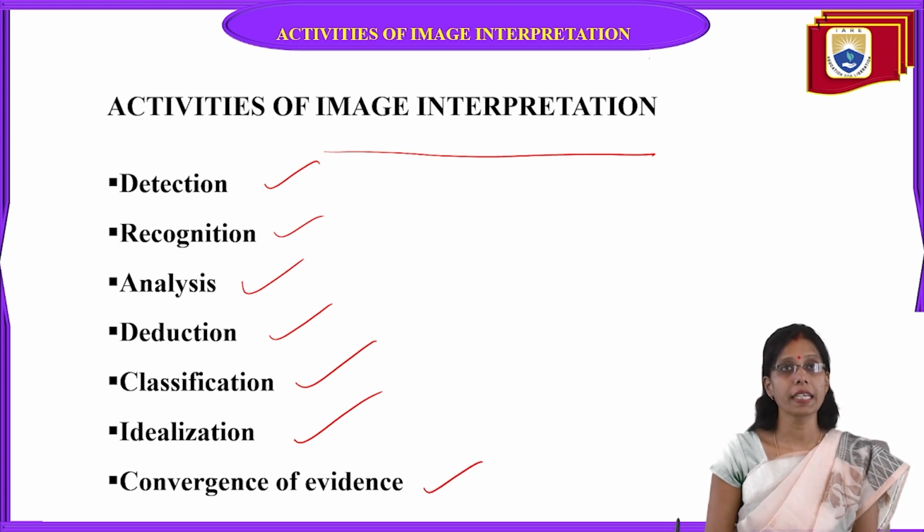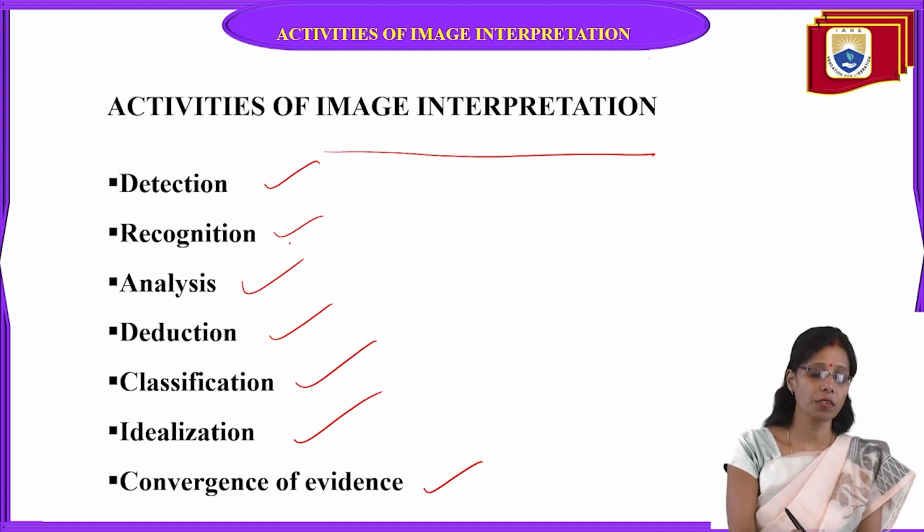Okay, so detection means what are the things we are going to detect. Detect means what are the things we are going to identify from the image, because the image will have a lot of information. The image information will be in the form of roads, railways, water bodies, forest, vegetation, various kinds of information present on the imagery. So what kind of detection is our interpreter going to do?